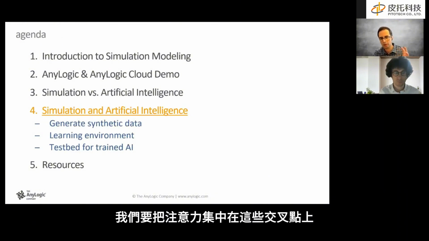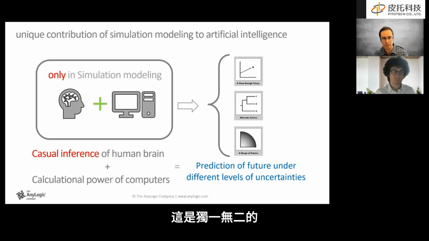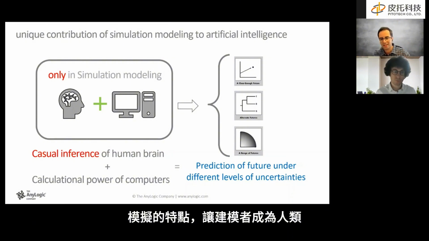Okay, but then we are going to focus on the intersection of these two. And before I get to the point of explaining why this intersection is important, I want to put more emphasis on one unique aspect of simulation modeling that makes it extremely unique and, to some extent, something that you cannot replace in an AI context. And that is the unique feature of simulation which lets a modeler, a human, put their understanding, their causal inference of how the system works, into a model.